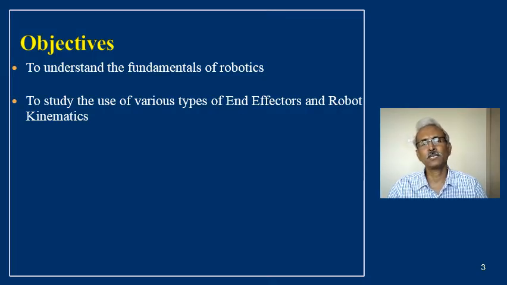The second one is about studying the various types of end effectors. Basically, when you buy a robot, the robot comes without a hand, and we need to attach a hand to the robot, and that's called an end effector, and the type of hand depends upon the application for which you are going to use the robot.